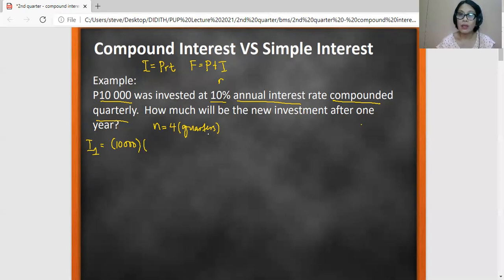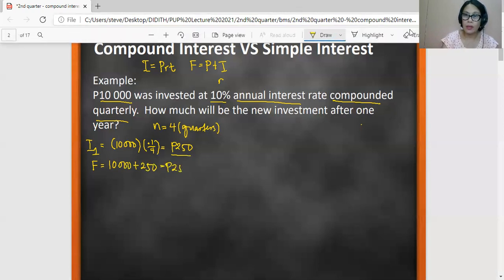Take note that the rate there is the annual interest rate, and we are going to calculate the interest for 1 quarter. So we will divide that R by 4. Since R is 0.1, we will divide this by 4, and we will be able to calculate the interest of that investment in 1 quarter. And this is 250 pesos. Now class, these 250 pesos will be added to the principal amount. So we'll come up with the final amount equal to 10,250 pesos at the end of the first quarter.